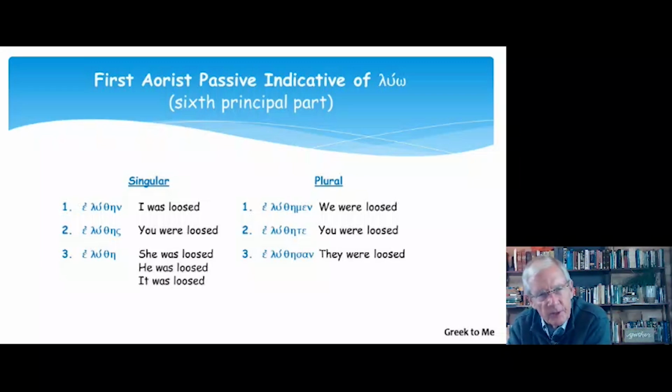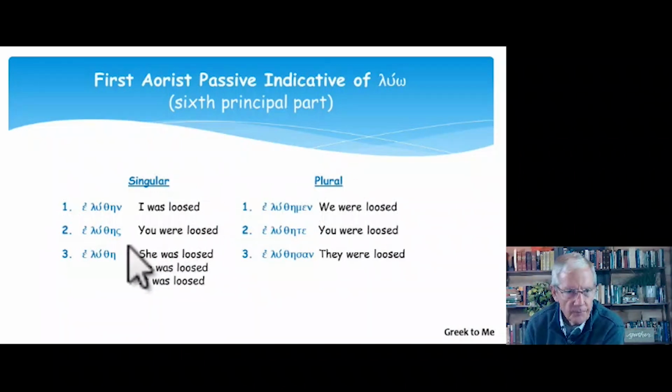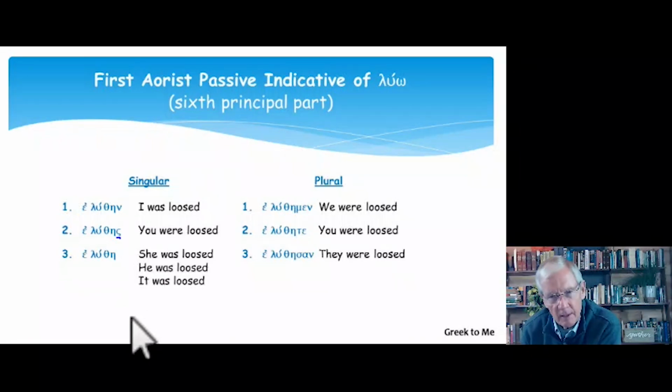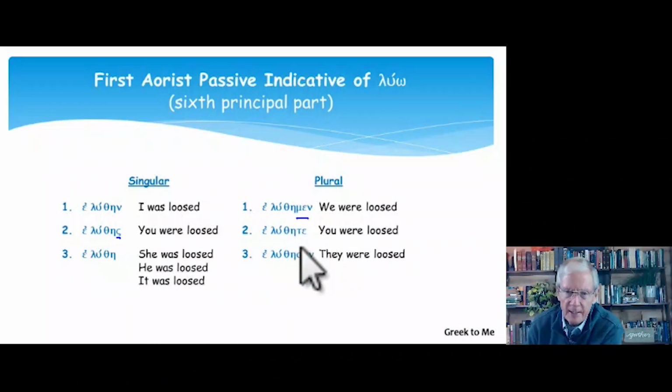All right, let's say the first aorist passive indicative of luo together, and I'd like for you to pronounce these along with me. Eleuthein, eleuthes, eleuthe, eleuthemen, eleutheta, eleuthesan. Now, let's notice the things that are somewhat similar to what we've already learned. That's always helpful. Here we have a sigma for the second person singular, and we've had that before in various endings of the tenses. Look over here to the first person plural for the men. We've seen that. The second person plural, te, we've seen that also. And eleuthesan, we've seen the san ending before.